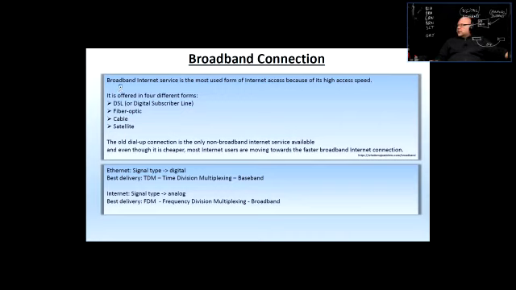What did I write here a couple of years ago? Broadband internet service is the most used form of internet access because of its high access speed. It's offered in different forms. DSL, which is digital subscriber line, and this is over a pair of a telephone line, CO line. Then optical fiber, that's also a broadband type because a lot of things are present in that one strand of the fiber optic. Then cable, which is a coaxial cable, and the satellite. These are pretty much the most common things being used.